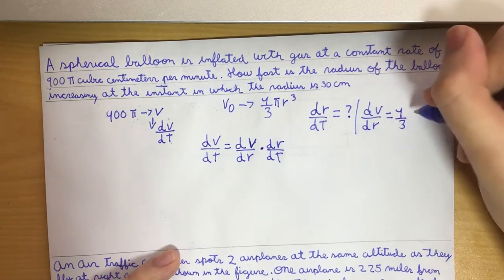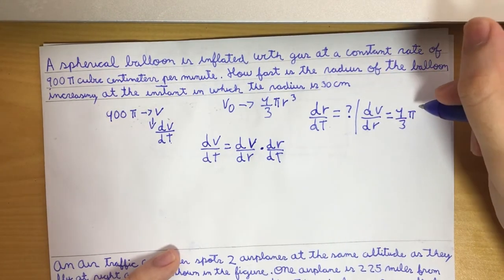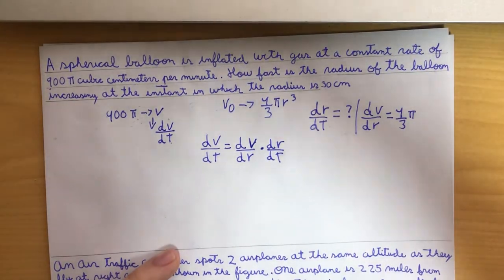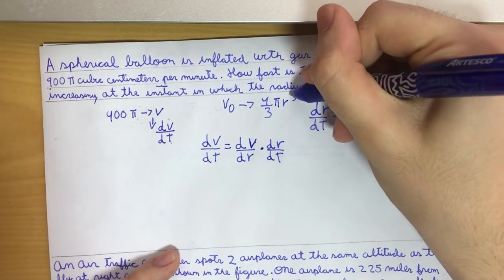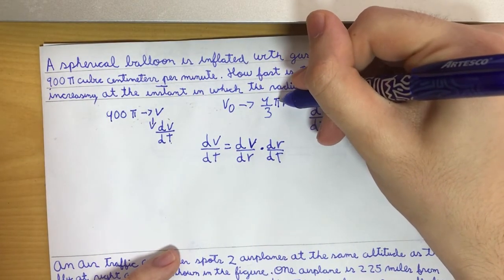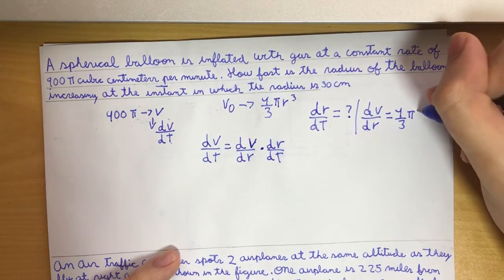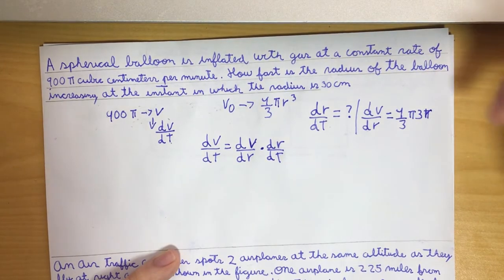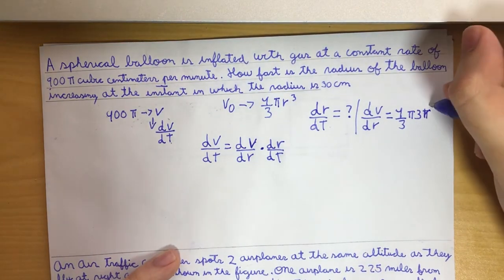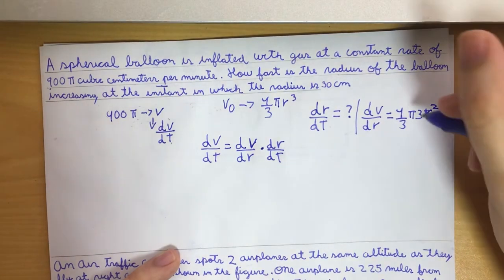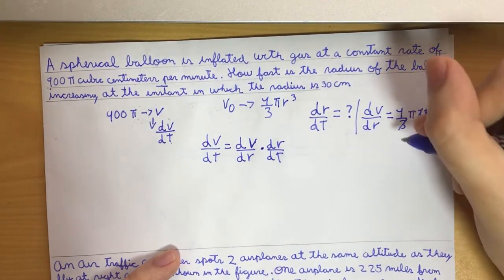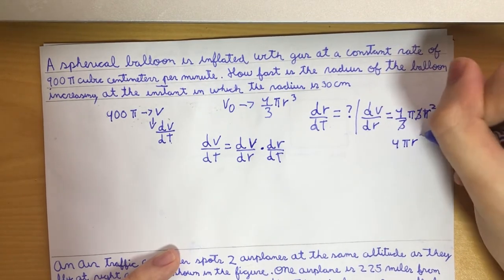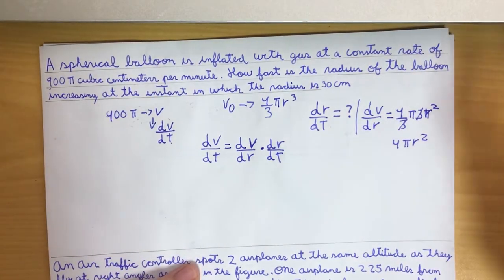4 over 3 pi. This is not a variable, but a constant that stays multiplying. For the derivative, the power comes multiplying, and we subtract 1 from the exponent, and now that will be squared. So the 3s simplify, and then we have 4 pi r squared. That's the beauty. That is it.